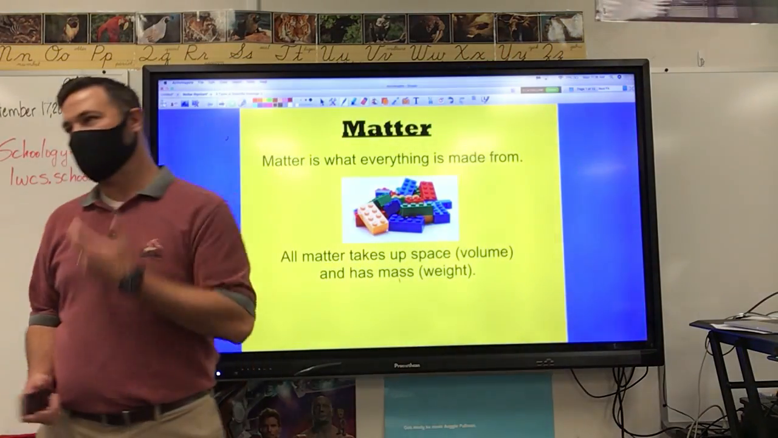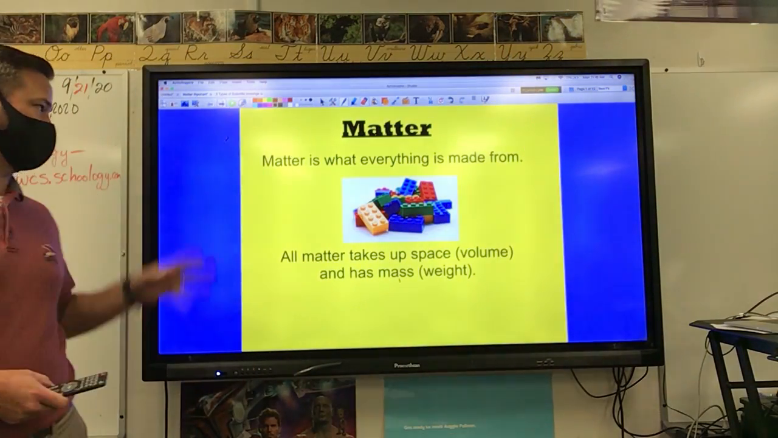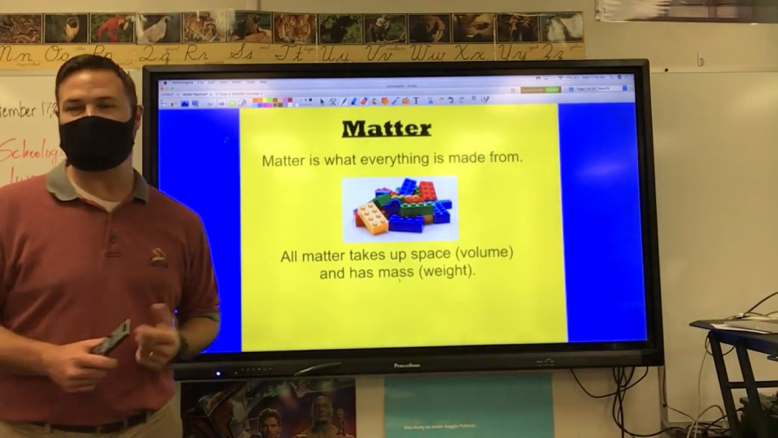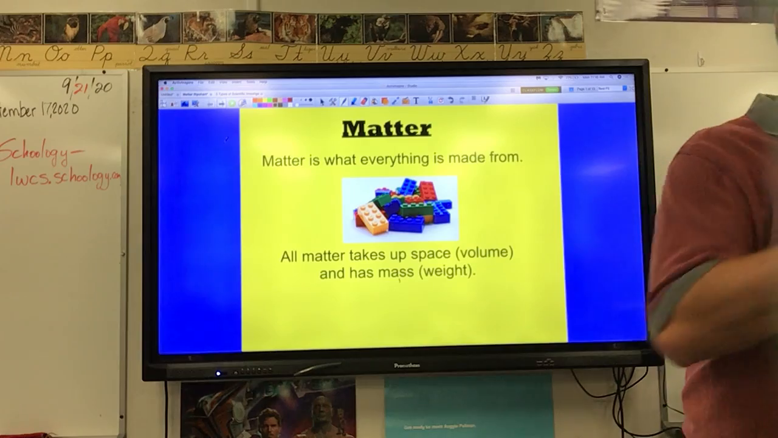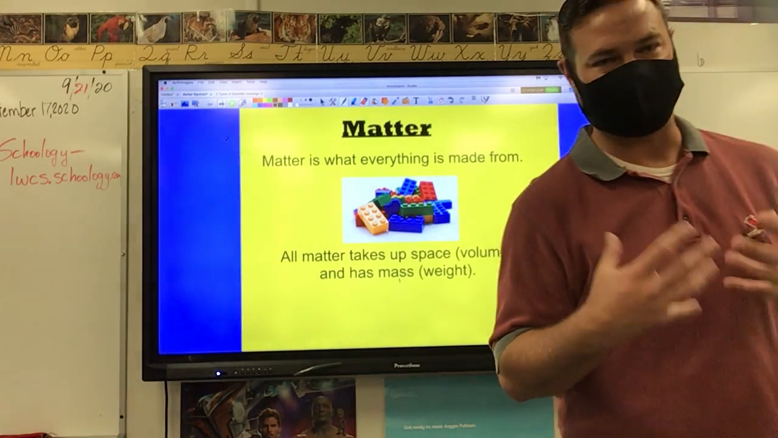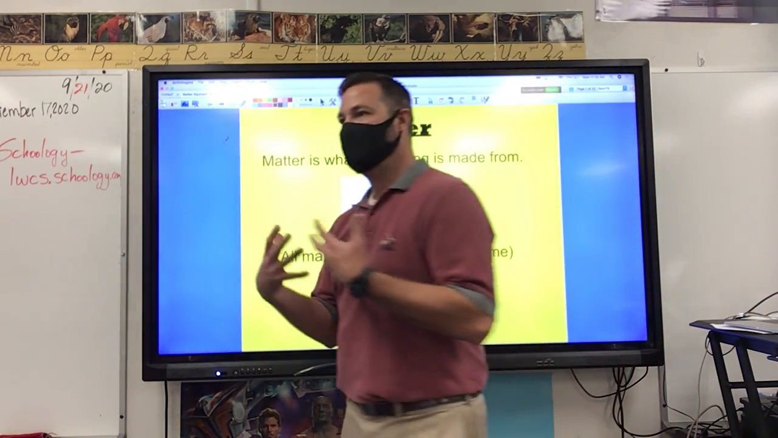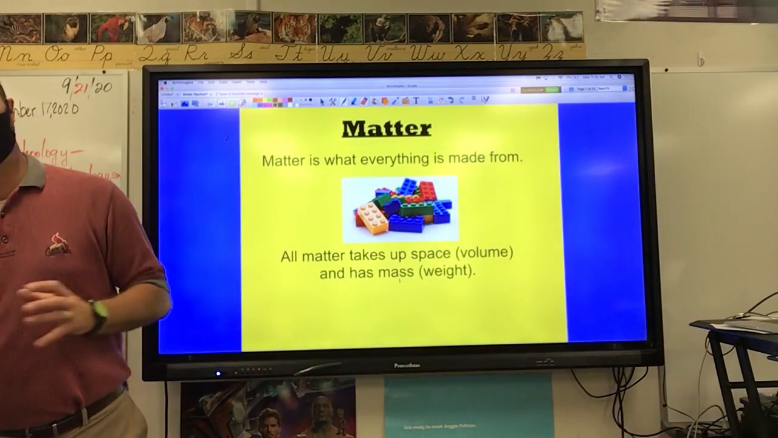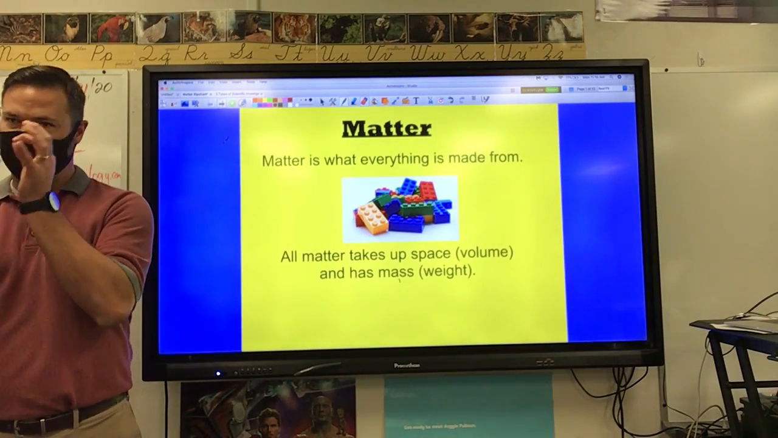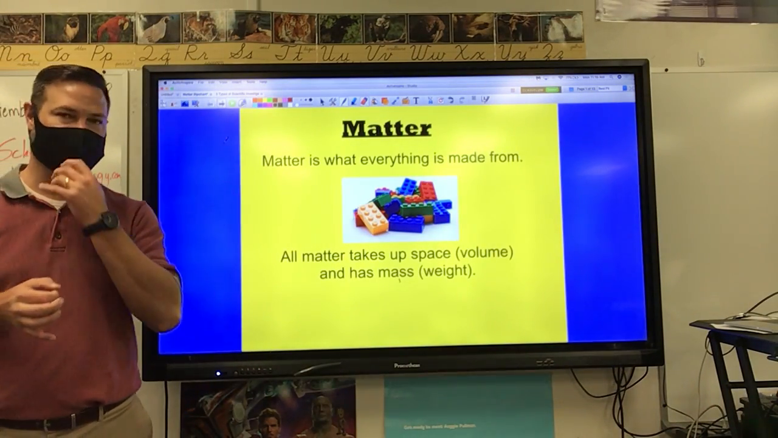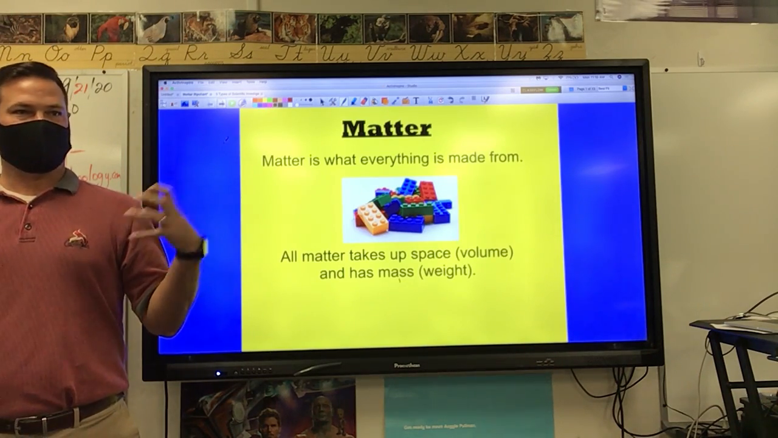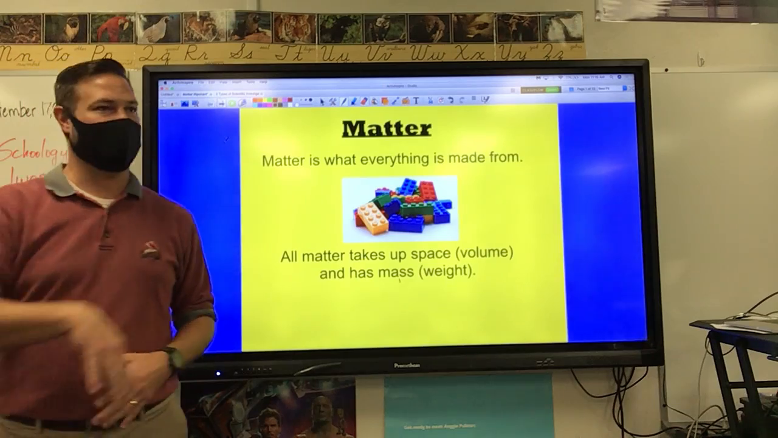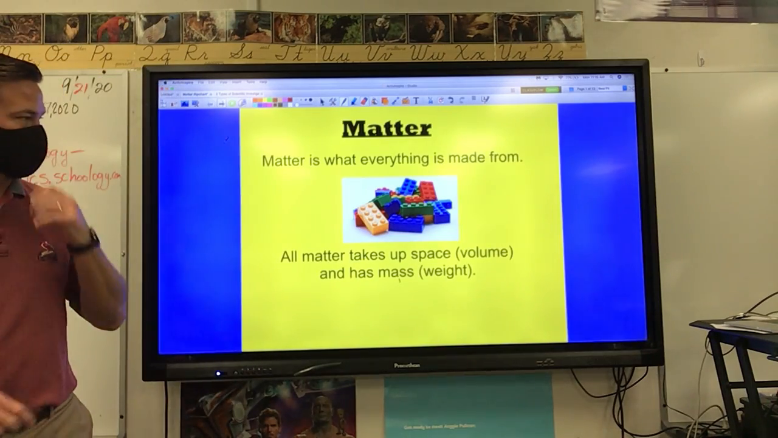Okay, so today we're talking about matter. Matter is basically what everything is made out of. I have a picture up here with Legos. Think of every single thing that you can see or touch or feel. Everything is made up of matter. It's all those tiny little building blocks, like tiny mini Legos, that are put together to make up that tree or the building or a planet, whatever it is.